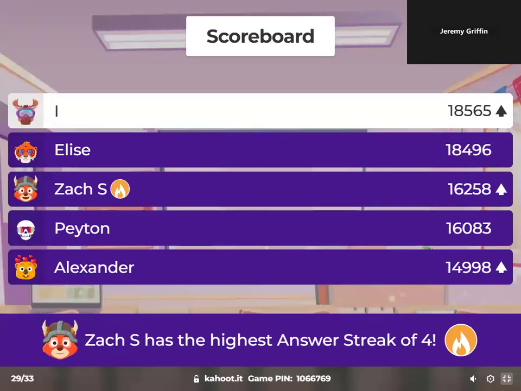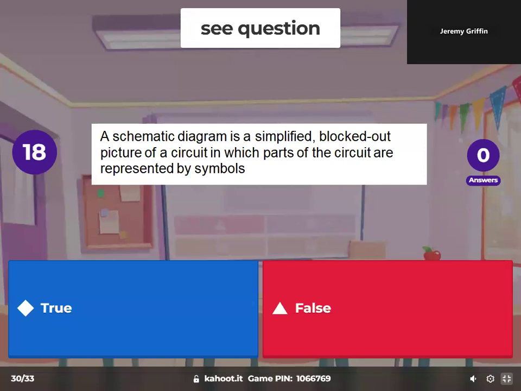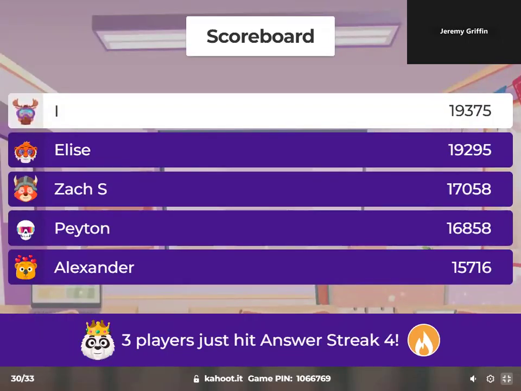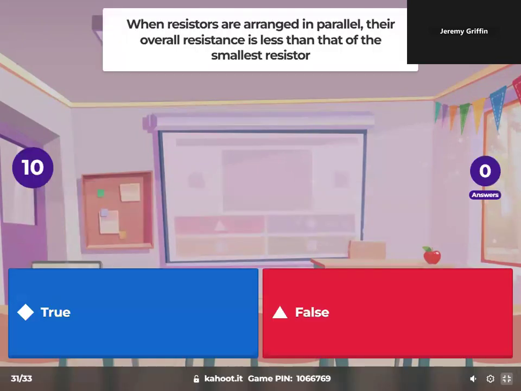Alexander, Peyton, Zach, Elise, who's the first? A schematic diagram is a simplified, blocked out picture of a circuit in which the parts of the circuit are represented by symbols. Schematic diagram. Yeah. When resistors are in parallel, their overall resistance is less than that of the smallest resistor.